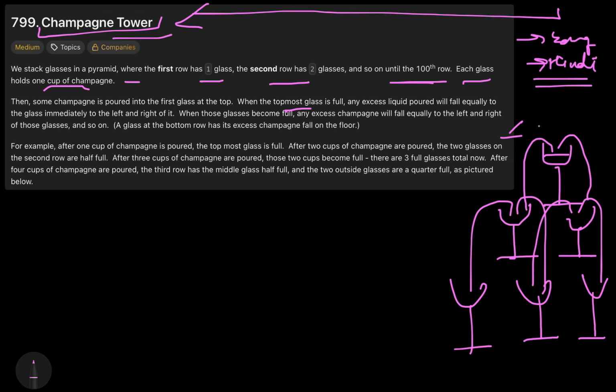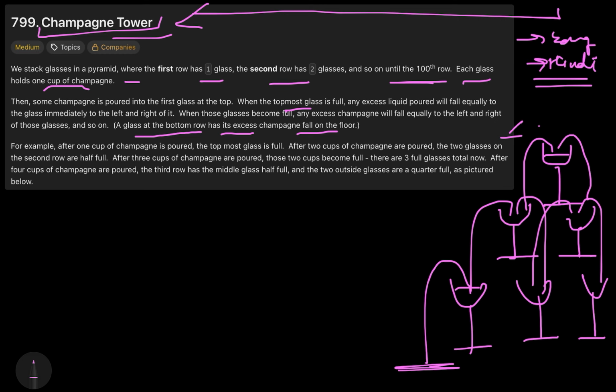And a glass at the bottom row has its excess champagne fall on the floor. If the bottom glass has excess champagne, that champagne will fall on the floor.